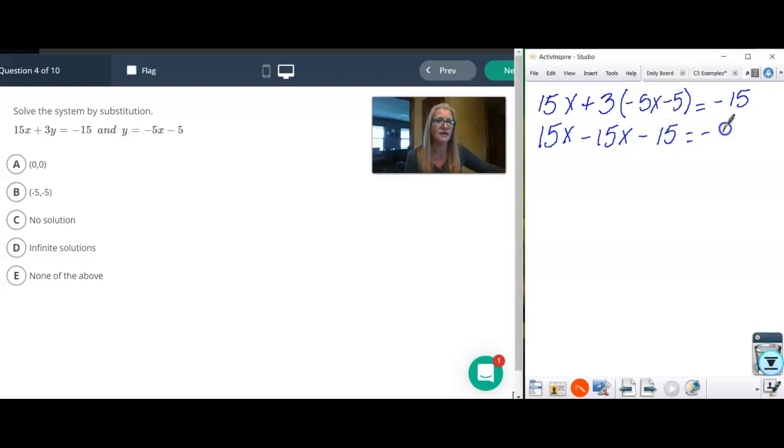And you can see that there is a lot of the same number in here. So this is definitely an all or none problem. What happens when you have 15x minus 15x? These guys just wipe themselves out. Which leaves us with the equation negative 15 is equal to negative 15. This is a true statement. And if you'll remember yesterday's video, when we have true statements, that means that this solution has infinite solutions. If we get a false statement, there are no solutions. So this one in particular, number 4, has infinite solutions.